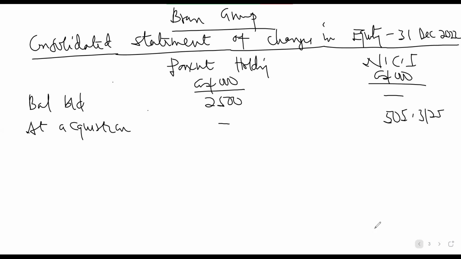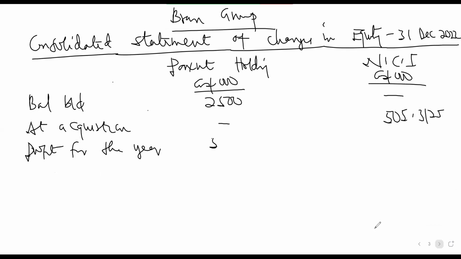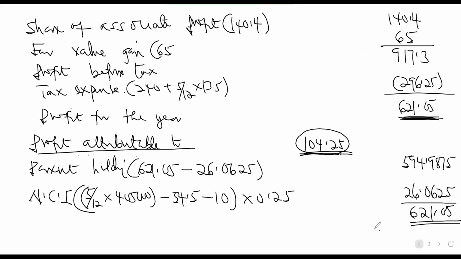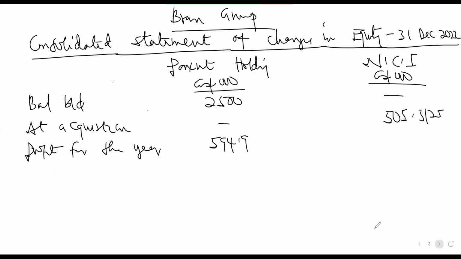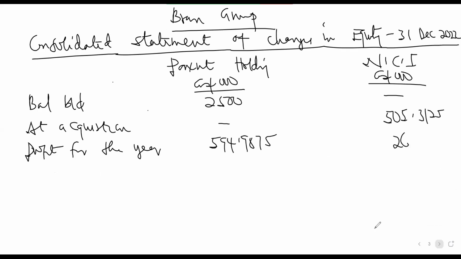Okay, what are the additions and the subtractions that will come to the statement of changes in equity? What are the things that will be adding and that will be reducing? We have profit for the year. Okay, the profit for the year, you bring their share here. The parent is having 594.9875. NCI is having what? 26.025. Okay. What is the other item that is going to be coming here? We have profit for the year to come here.